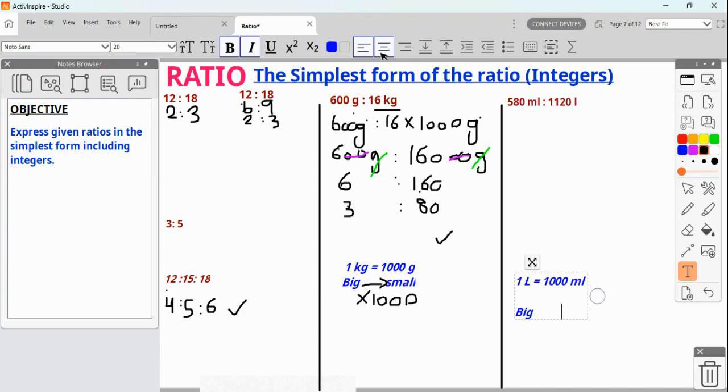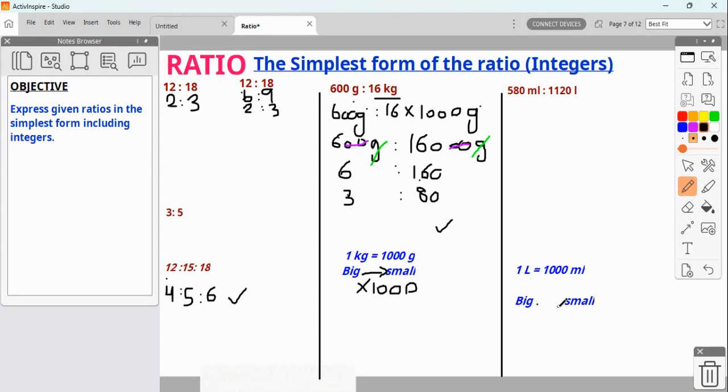And we know very well liter is the big unit and milliliter is the small unit. So when we want to change big to small unit, we have to use multiplication. And we will multiply here also by 1000 because when you change liter to milliliter, you multiply by 1000. So 580 milliliter, I will write the same, 580 milliliter. Ml means milliliter.